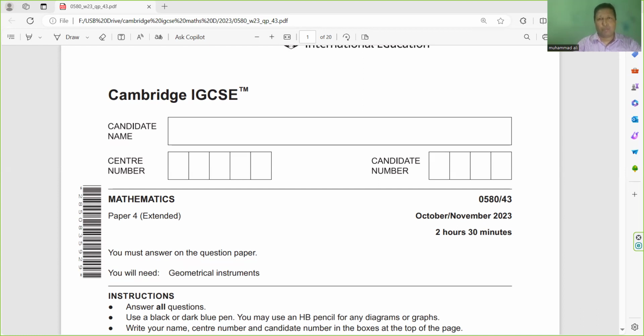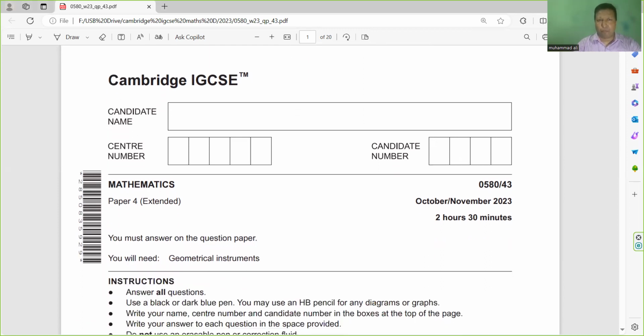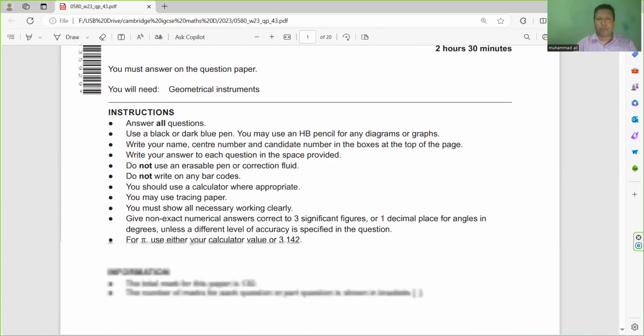Today we try to solve one question from Cambridge IGCSE Mathematics Paper 4 Extended 0580 Variant 43, October-November 2023, question number 5.